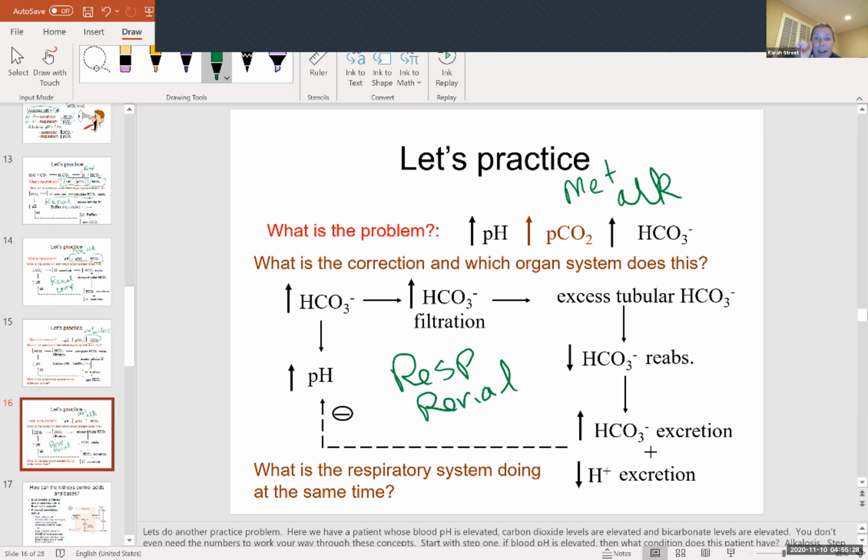Now here's the next part. We're going to start thinking about compensation. If and when both systems can compensate, which one do you think we do more of? Peeing or breathing? Breathing. Oh, you mean which do we do more of for compensation? Because obviously we breathe more. We do breathe more.